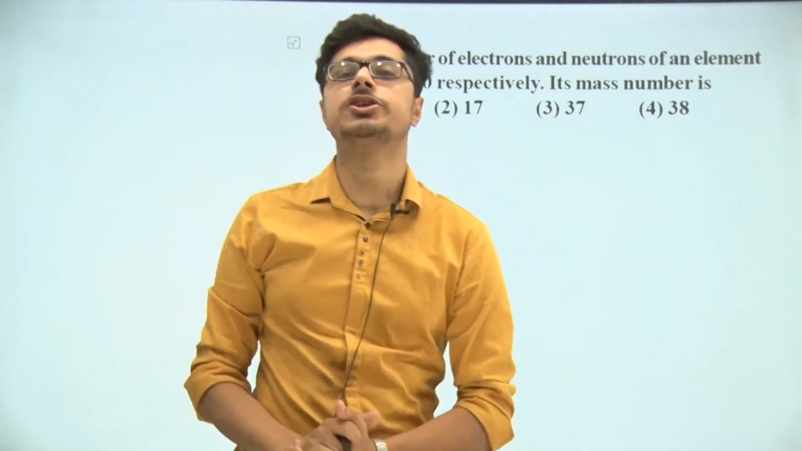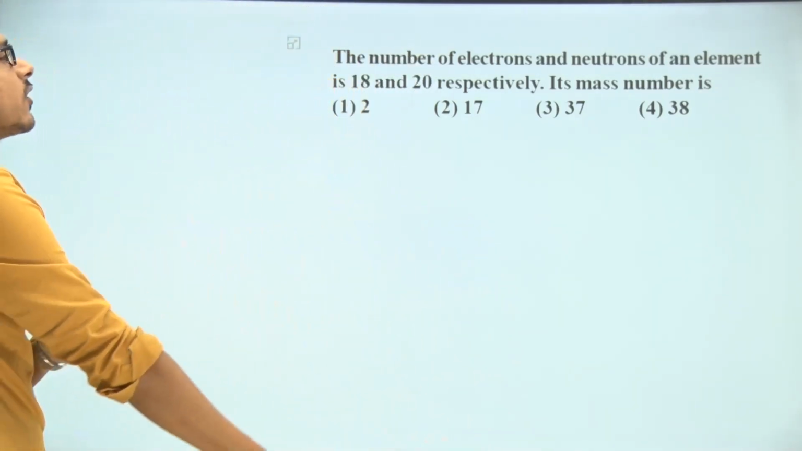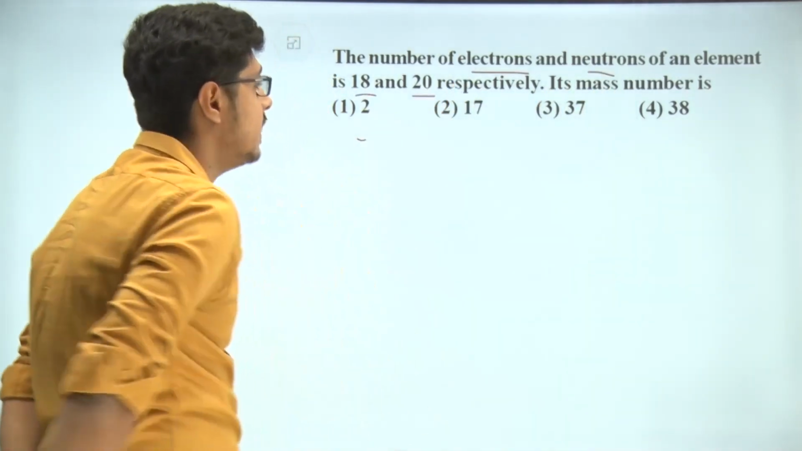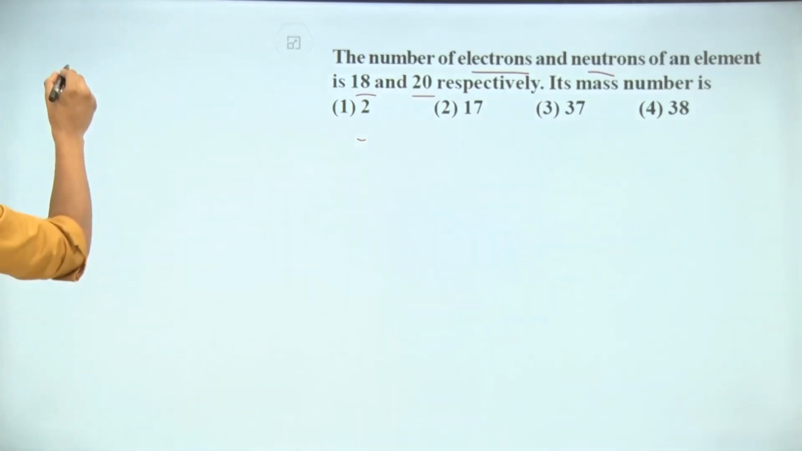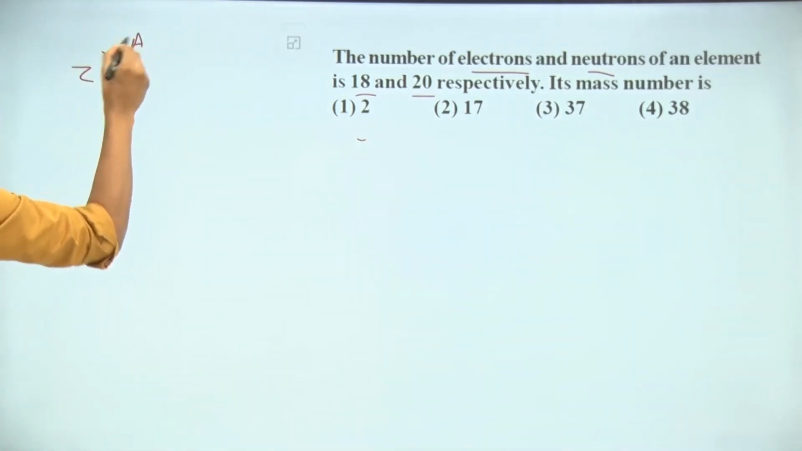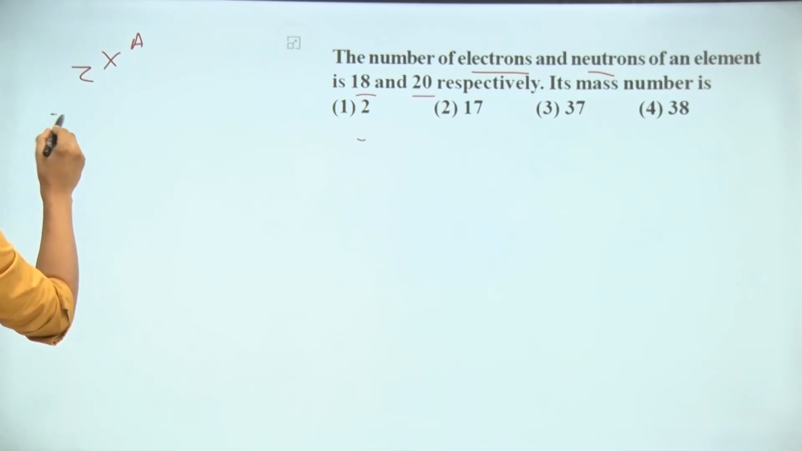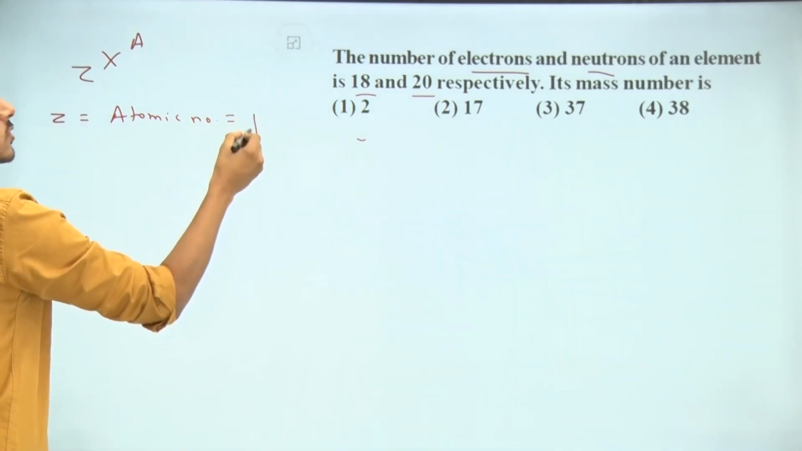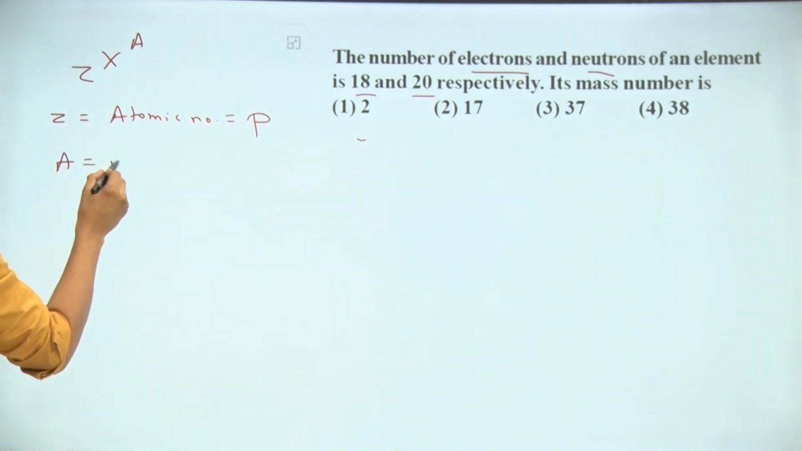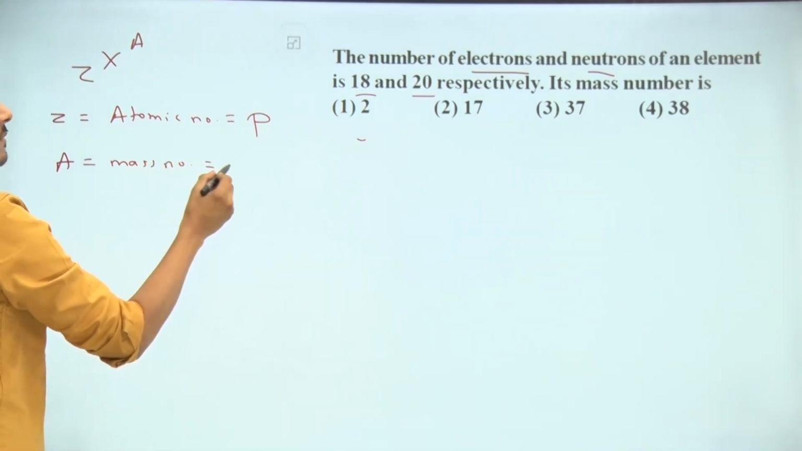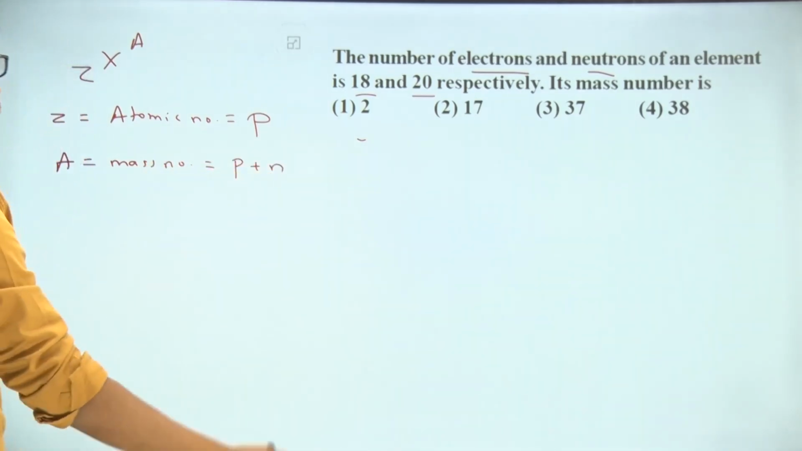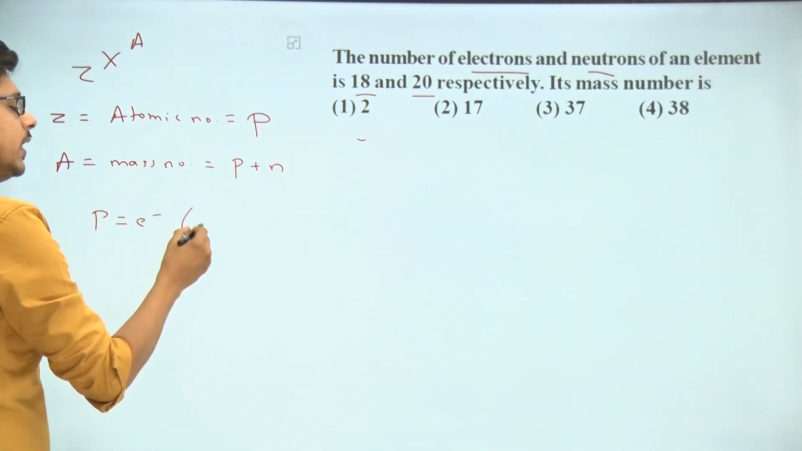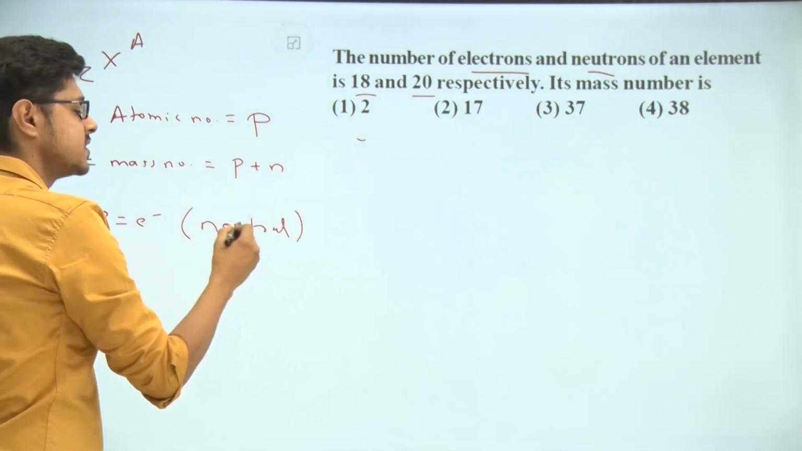Okay students, coming to the next question. Our next question is, the number of electrons and neutrons of an element are 18 and 20 respectively. The mass number is... Okay, so now see here, first of all, what is the chemical representation of an element? This will be ZXA. Here Z is our atomic number, that will be equal to the number of protons. A is the mass number, that will be equal to the number of protons plus neutrons. One more thing, the number of protons will be equal to the number of electrons for the neutral species, correct?